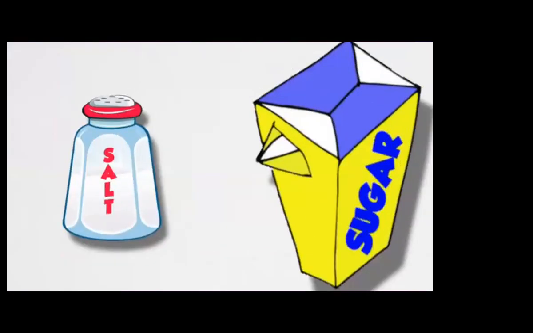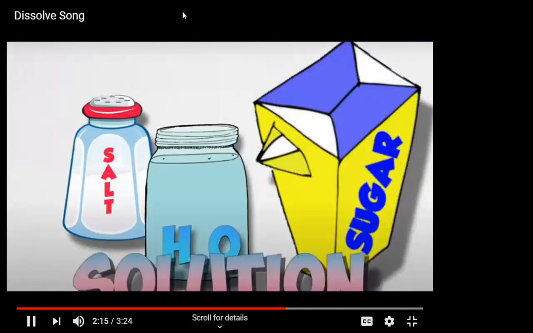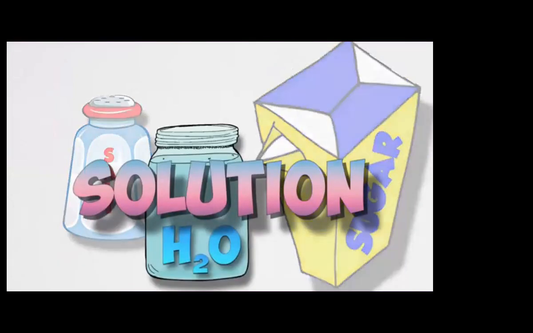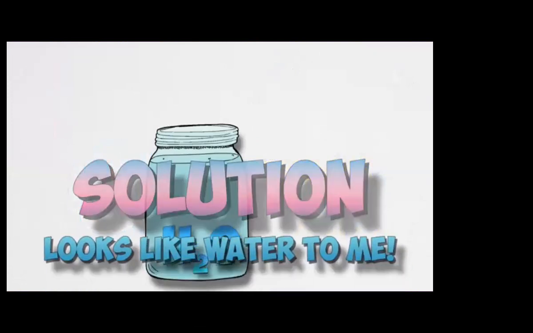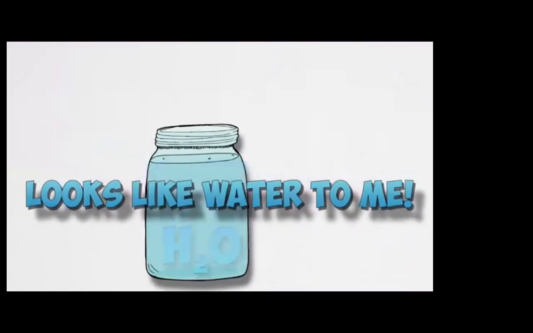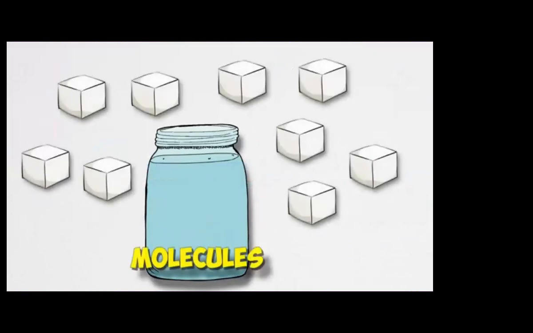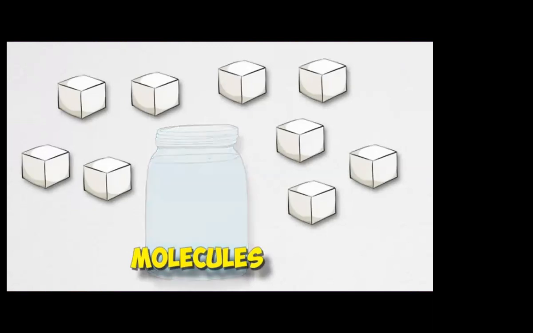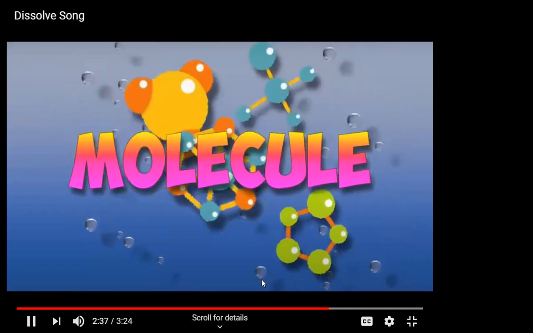When solids like salt or sugar dissolve in a liquid, such as water, they create a new substance known as a solution. Once the salt or sugar is dissolved, it can be very hard to tell there's salt or sugar in the water at all. Everything is now part of the liquid. When solids dissolve in water, tiny parts of them known as molecules mix together with the molecules that make up the water. Can you say molecule? Molecule, molecule, molecule.